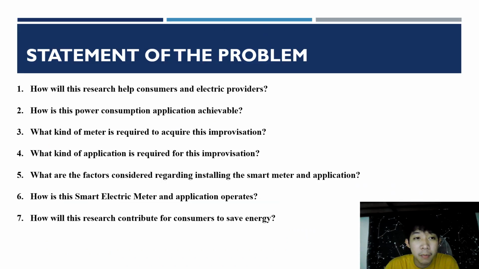So for the statement of the problem, this research focused on ways to improve the monitoring system for electric consumption of consumers and how to innovate the traditional way of recording and computing the monthly electric bill of electric cooperatives in today's generation. It aims to build a smart electric meter and design an application that can monitor the data for electric power consumption of consumers anytime and anywhere. Specifically, it aims to answer the following questions.